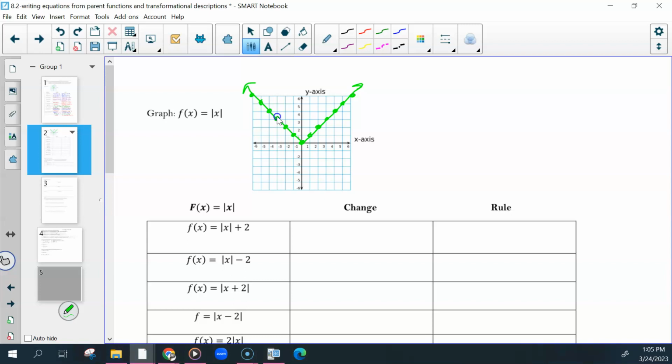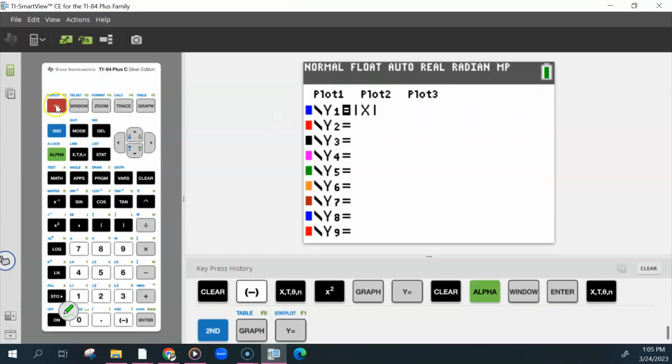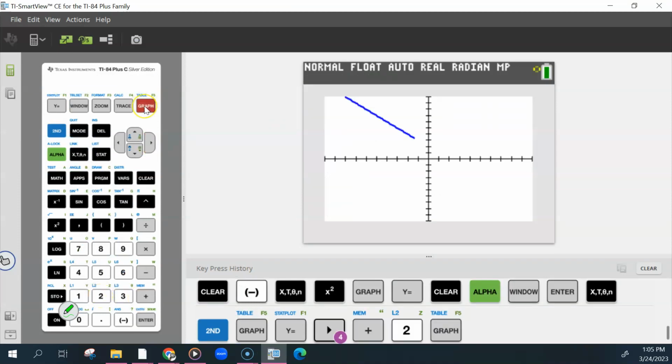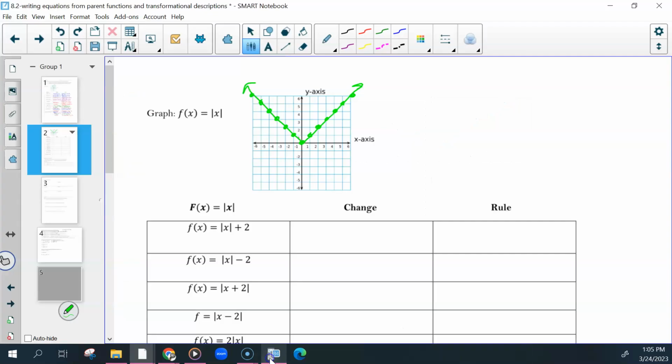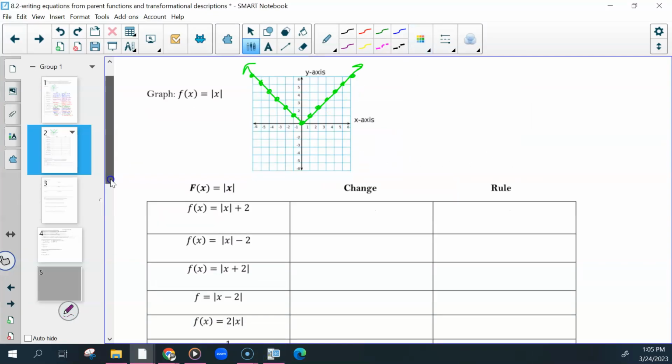So you can put the plus 2 at the end of your equation, but it's going to do the exact same thing it did for the quadratic, which is what? What's that called? Vertical shift up 2. So that's the rule. What did it actually do?